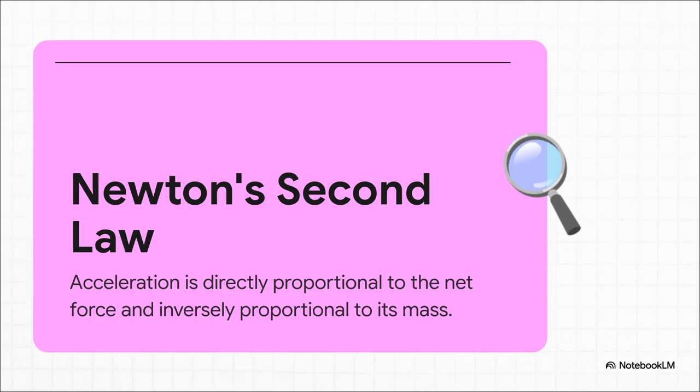So the law gives us this really precise relationship. If you push harder, you increase the net force, you're going to get more acceleration. Makes sense, right? But if the object is heavier, if it has more mass, you get less acceleration for that exact same push. Mass, in this context, is really just a measure of an object's resistance to a change in its motion.